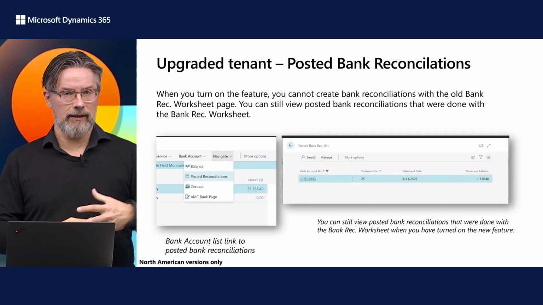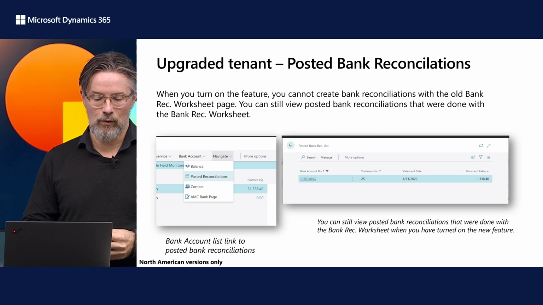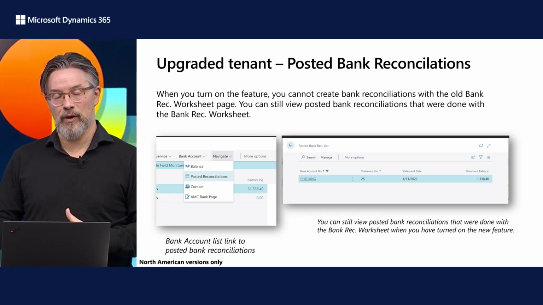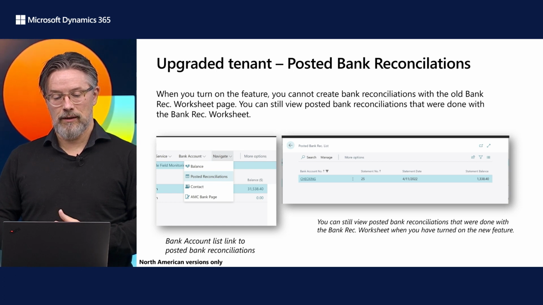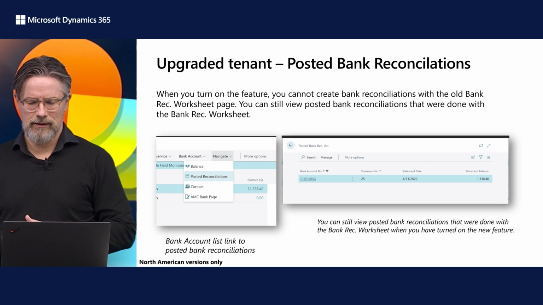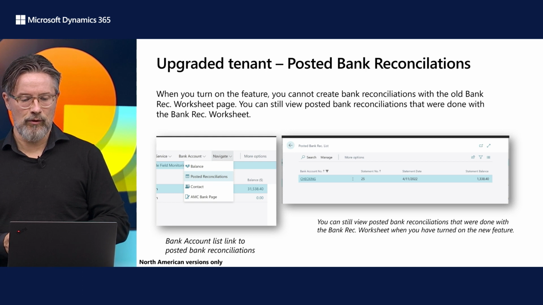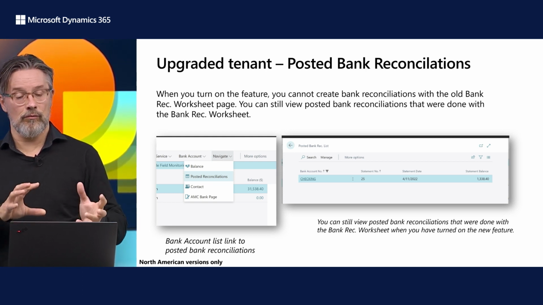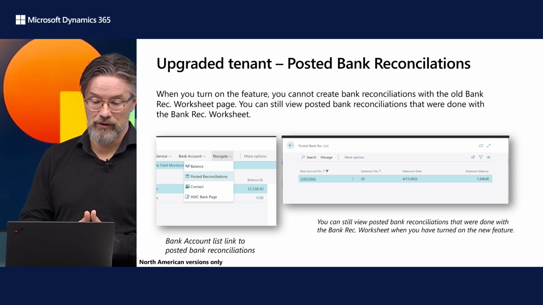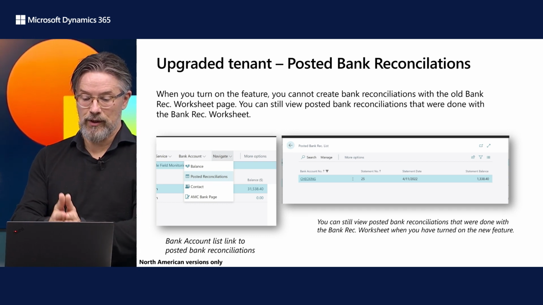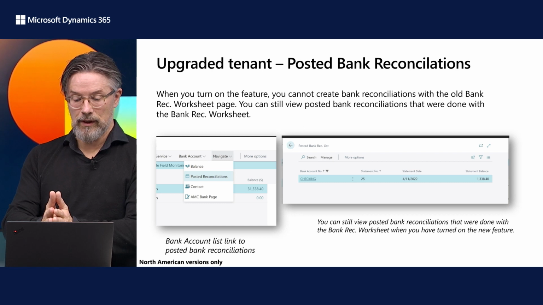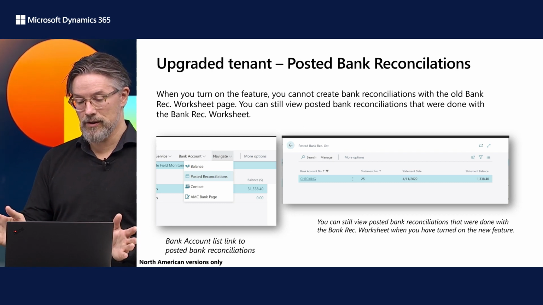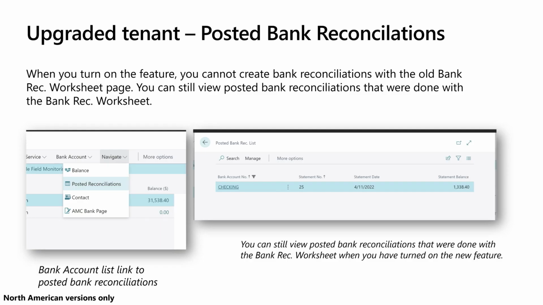The same with if you did posted bankrec worksheets. The posted entries were called posted reconciliations. They are still accessible from the bank account list, and they will also in the next minor you'll be able to access them from the bank account card. So in this case, posted reconciliations will take me to reconciliations I did with the bankrec worksheet. So nothing is lost, you just have to find it.